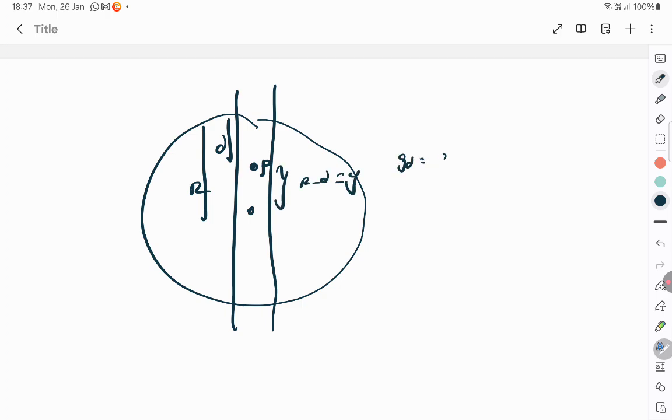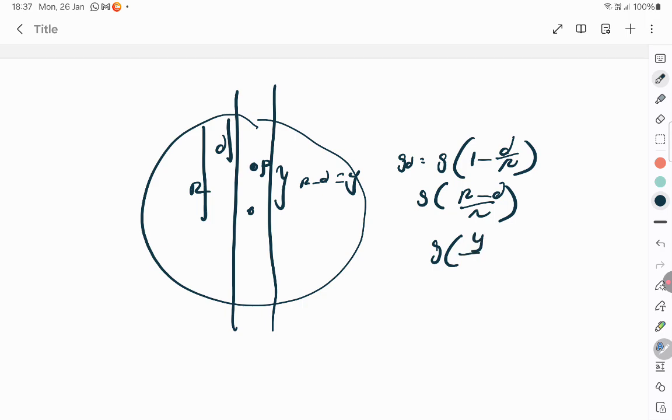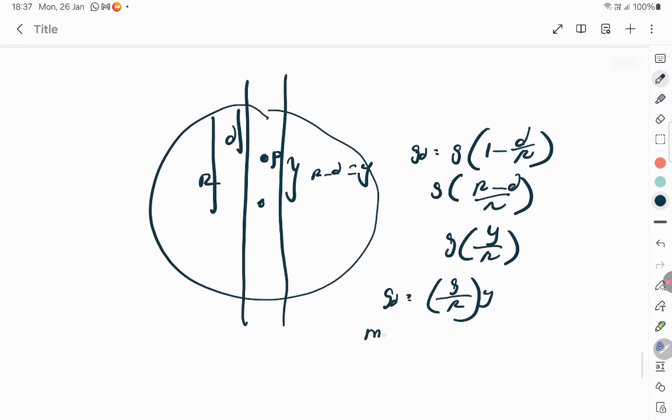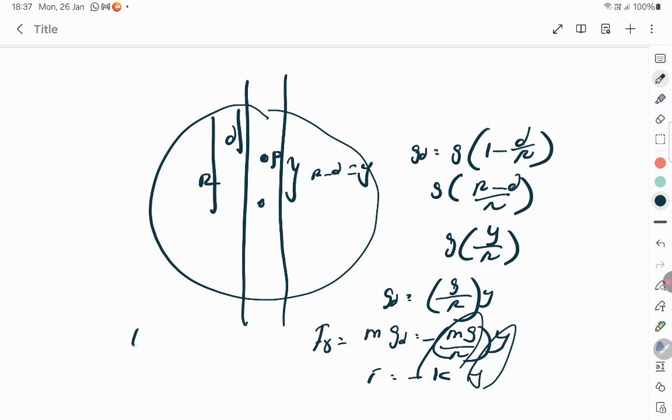And gravity at a particular depth is gravity on the surface into 1 minus d by r, g into r minus d by r. The fact that r minus d is y, so g by r into y is the gravity, and the force on it is the restoring force, where you have to multiply the mass of the body into gravity, and mg by r into y with a negative sign will give me the restoring force. The fact that F is equal to minus k into y, where y is the distance, shows that my k becomes mg by r, where r is the radius and m is the mass of the body.